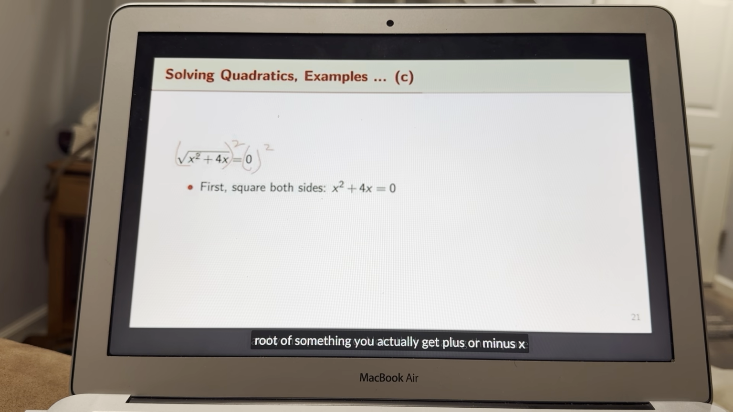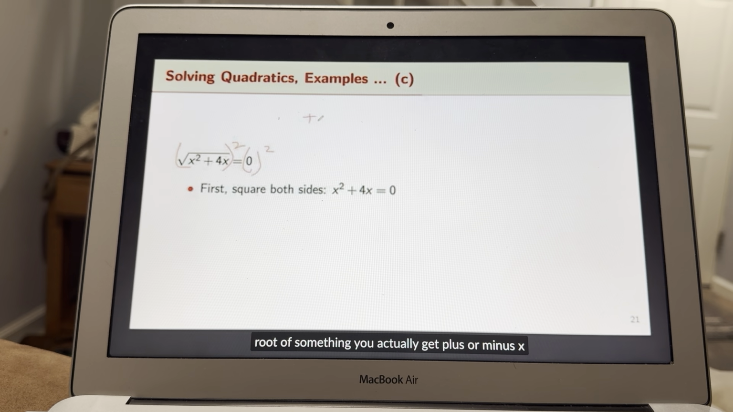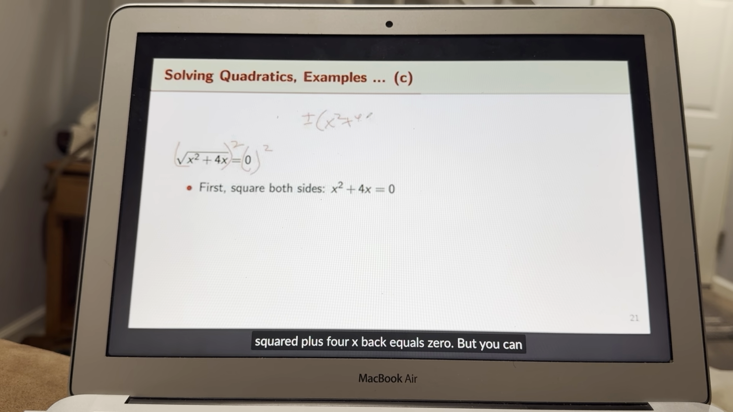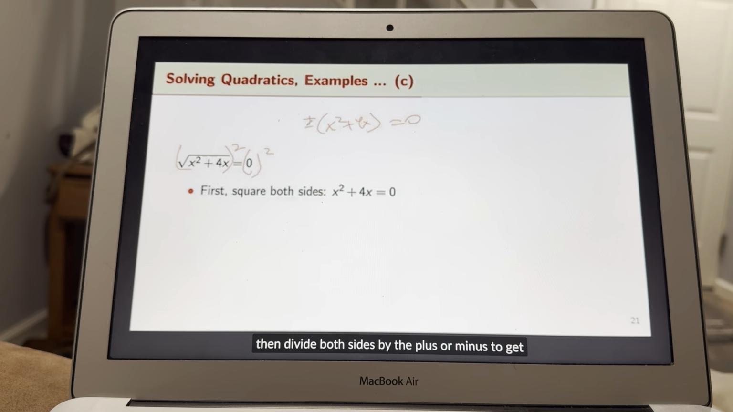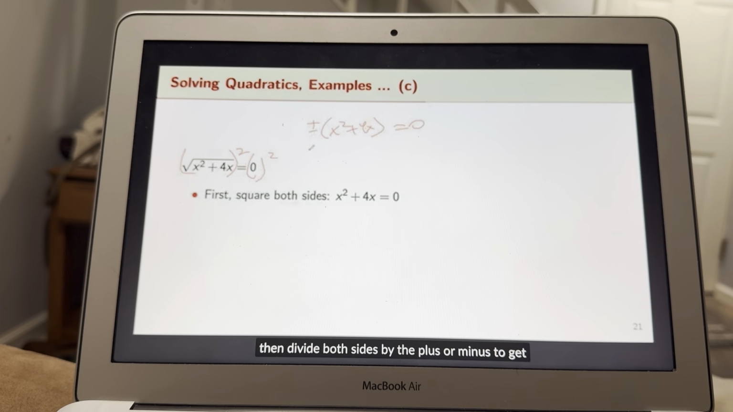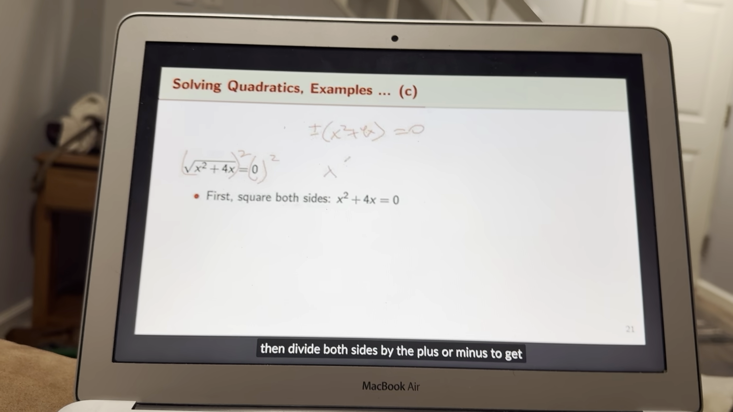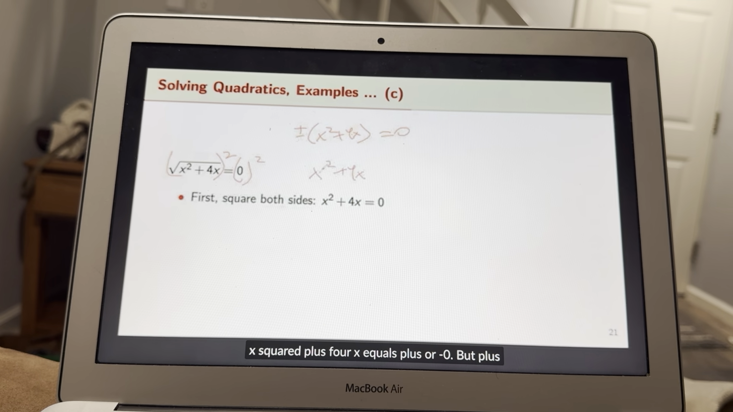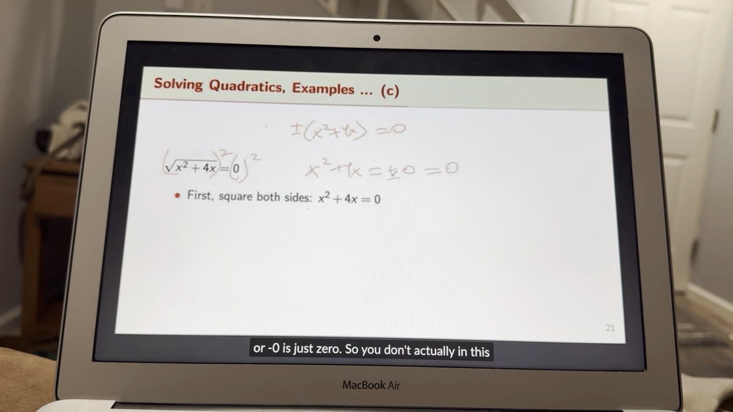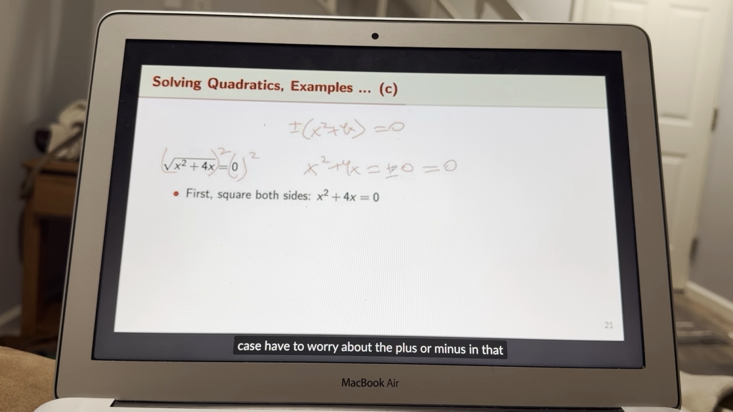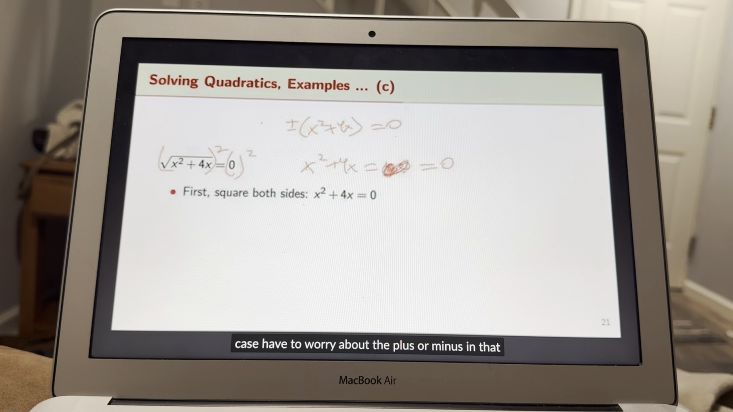Now, when you square the square root of x squared plus 4x and you square 0, note that squaring the square root of something, you actually get plus or minus x squared plus 4x back equals 0. But you can then divide both sides by the plus or minus to get x squared plus 4x equals plus or minus 0. But plus or minus 0 is just 0. So you don't actually, in this case, have to worry about the plus or minus in that case.